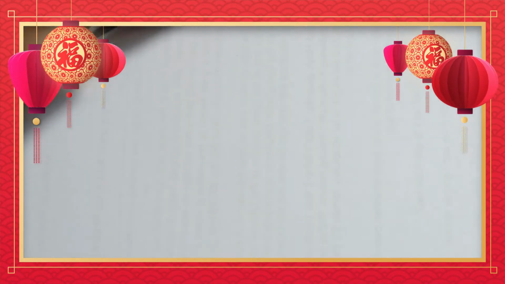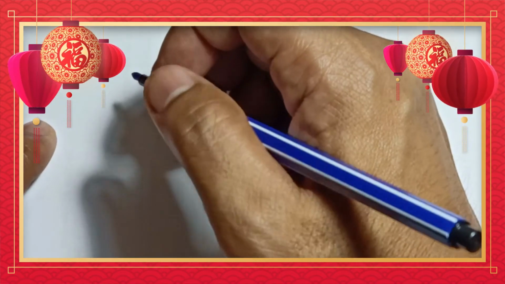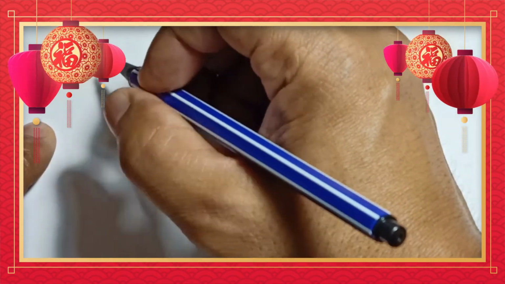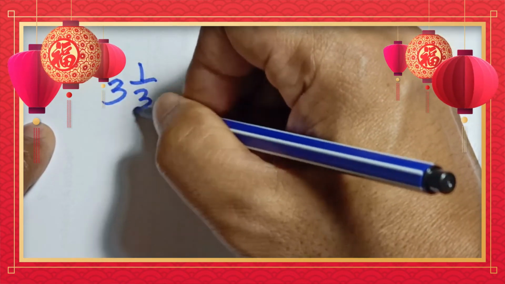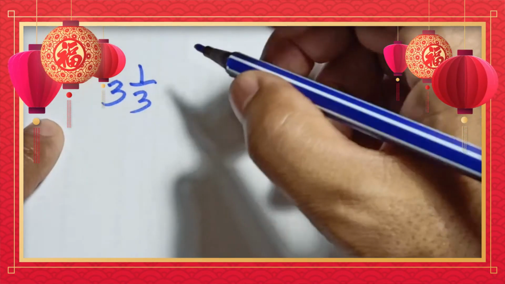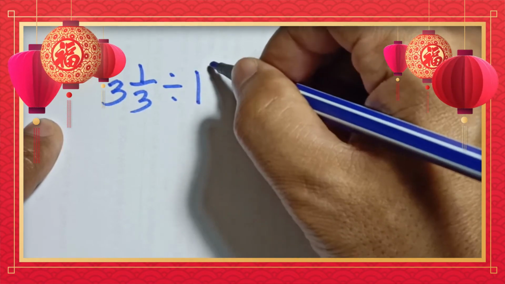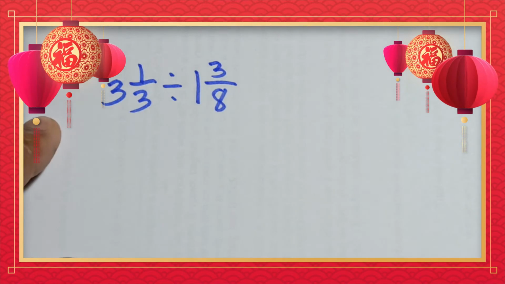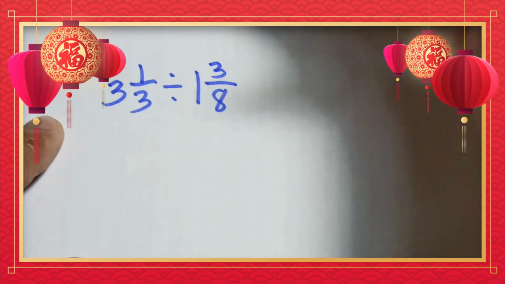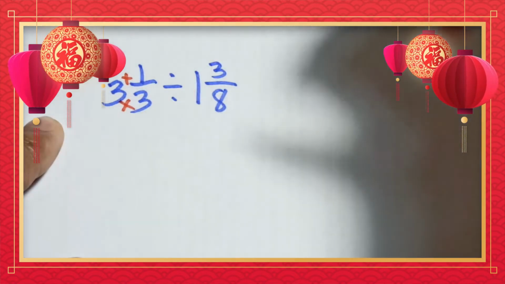Okay, let's take the third example. Let's take the easiest one. Let's say it is 3 and 1 over 3, divided by 1 and 3 over 8. Okay, division. First step, we have to convert the mixed number into its improper fraction.